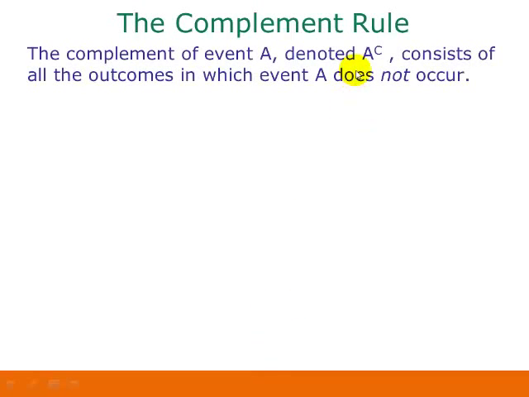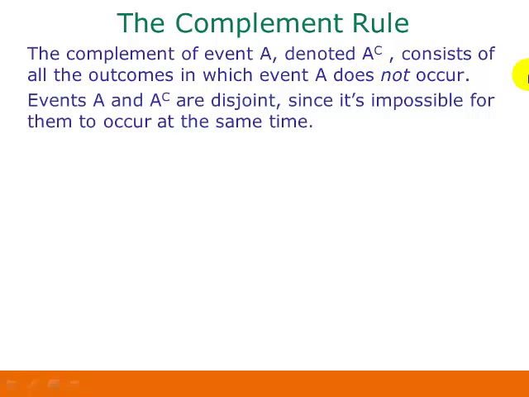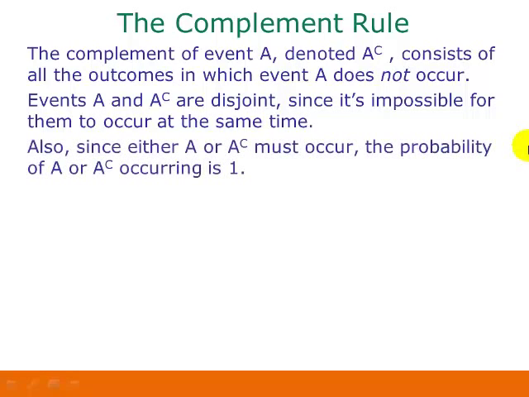And we already talked about complements a little bit in the last section. So remember that the complement of event A consists of all the outcomes in which event A does not occur. Events A and A complement are disjoint because it's impossible for them to occur at the same time. And A and A complement together make up our whole sample space. So the probability of either A or A complement occurring is 1.